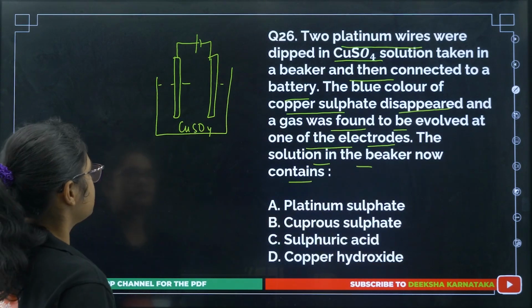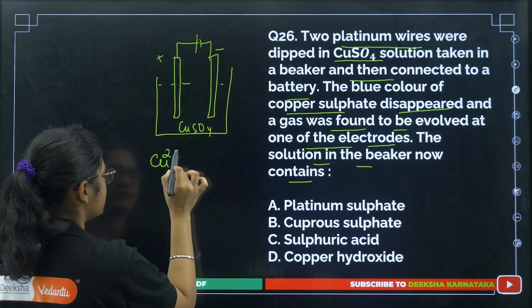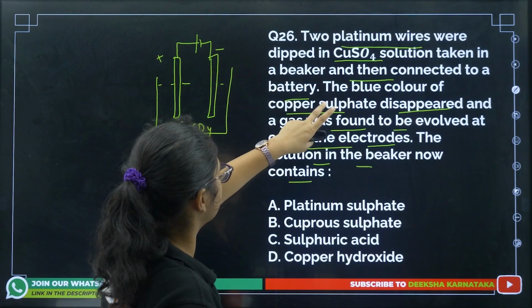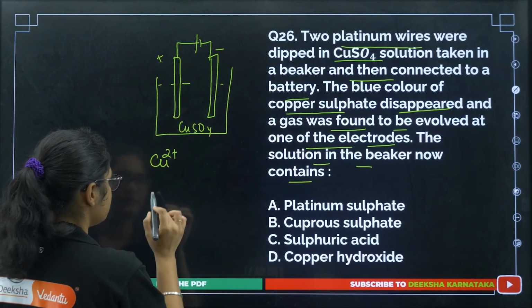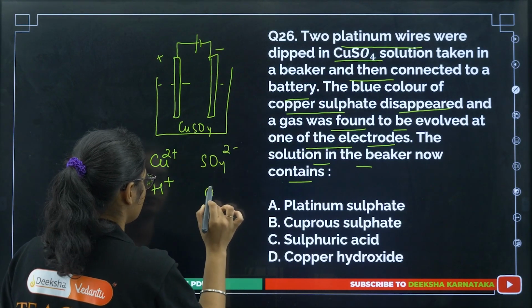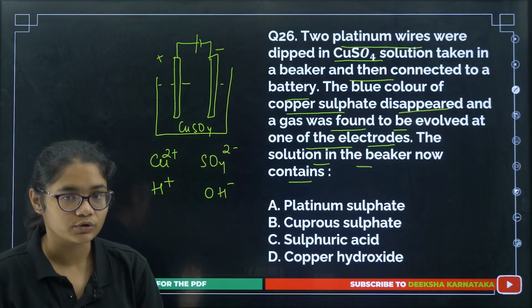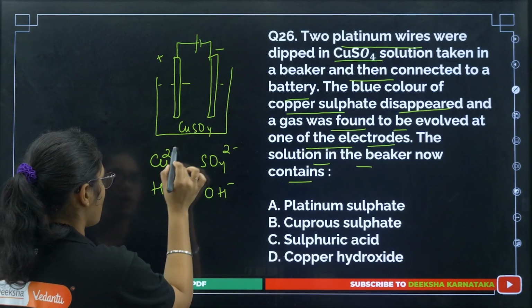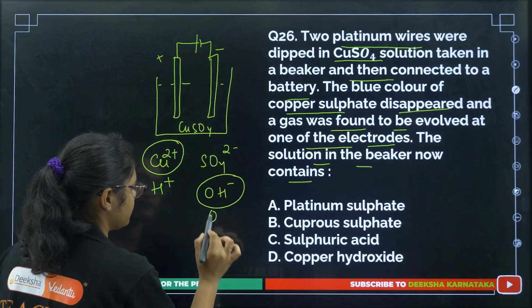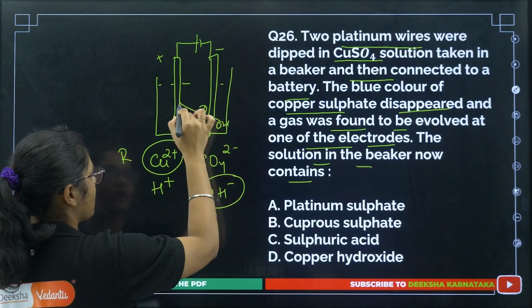Now see, this is your positive, this is negative side. Now copper is Cu2+ and we have copper solution taken into beaker, and the solvent means water will also be there. So we have H+, we have sulfate ions and we have OH-, right? If you remember, copper reduction potential is more than hydrogen, right? So what will happen? Copper will undergo reduction here and OH- will undergo oxidation here, right? So this Cu2+ will go here and OH- will come here, right?